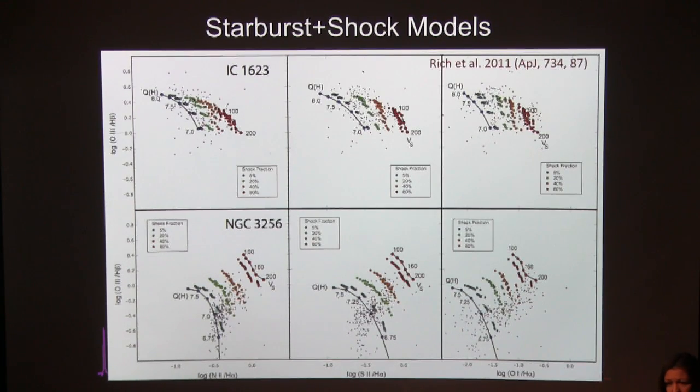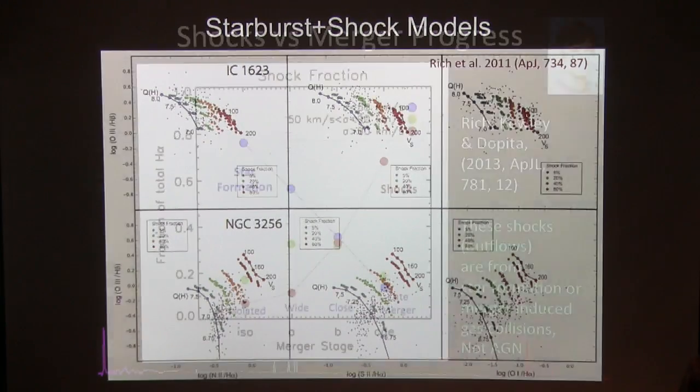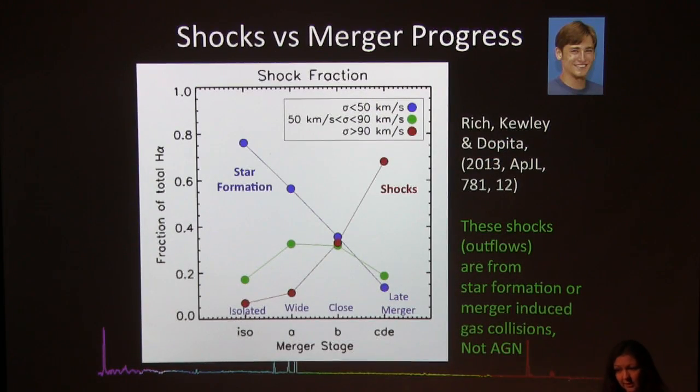With these we can isolate how much shock contribution there is to each emission line, because we can resolve it into a broad and a narrow component. And then we can measure things like the fraction of total H alpha which has a contribution from shocks versus merger stage. So in the isolated merger stage, we have mostly star formation dominating the light. At the wide pair stage, it's still mostly star formation. And so this is the shock component, and the blue line is the H2 region component. Green is some intermediate component that we sometimes pick up in some galaxies.